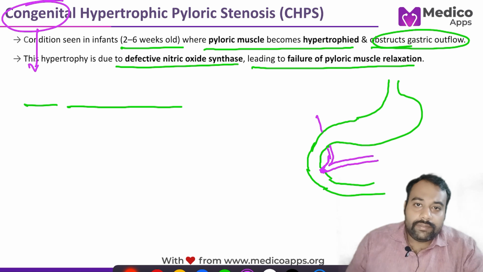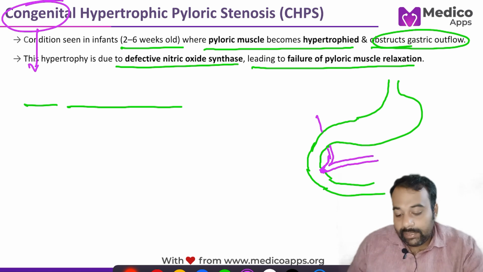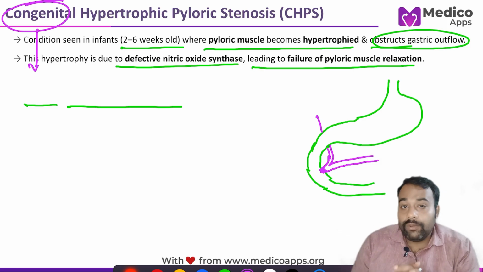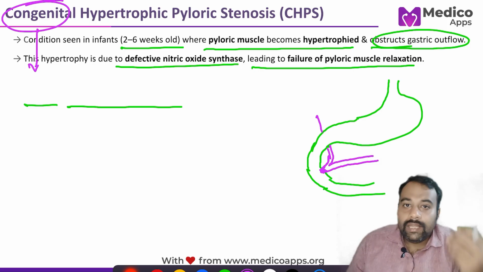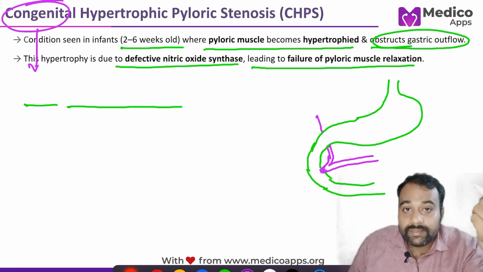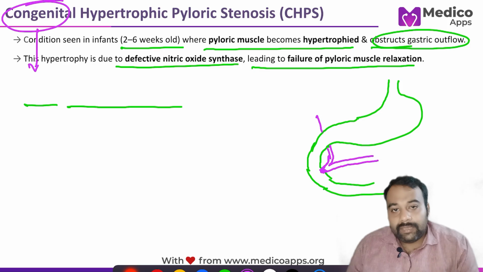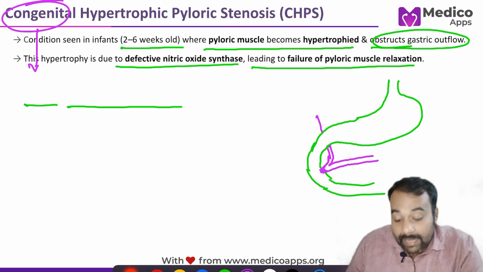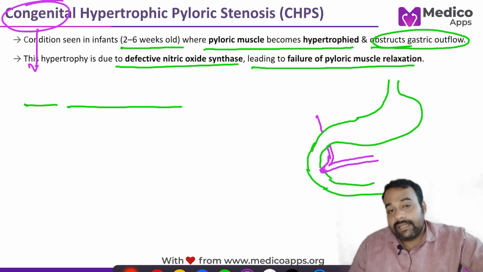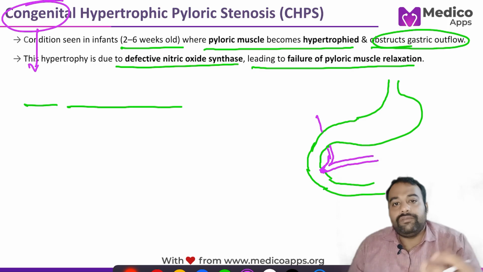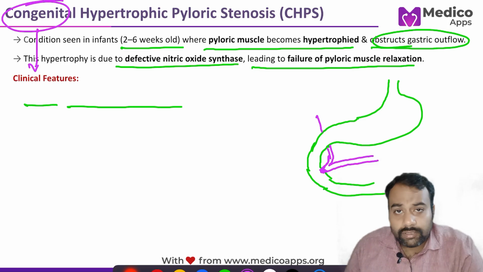Now you need to understand why this pyloric muscle gets hypertrophied. There is a congenital absence of, or a defective, nitric oxide synthase, and as a result the pyloric muscle is unable to relax in such cases. This failure of relaxation of the pyloric muscle eventually leads to development of gastric outlet obstruction.